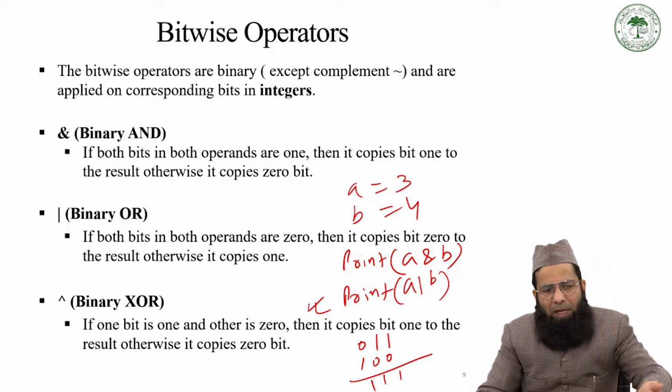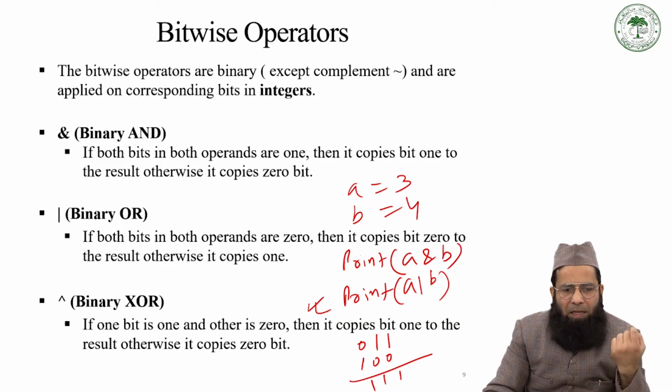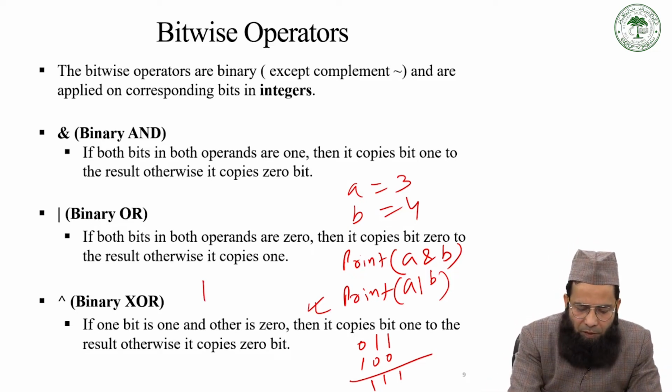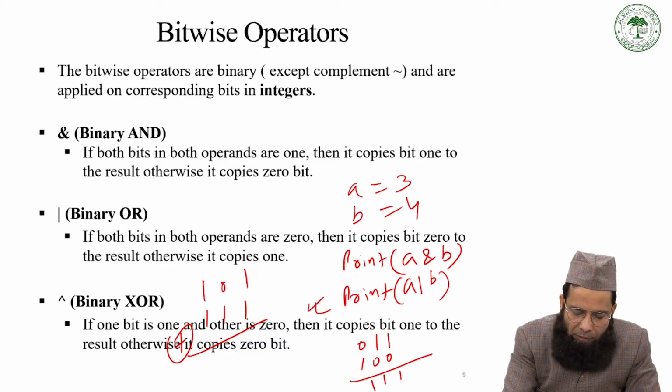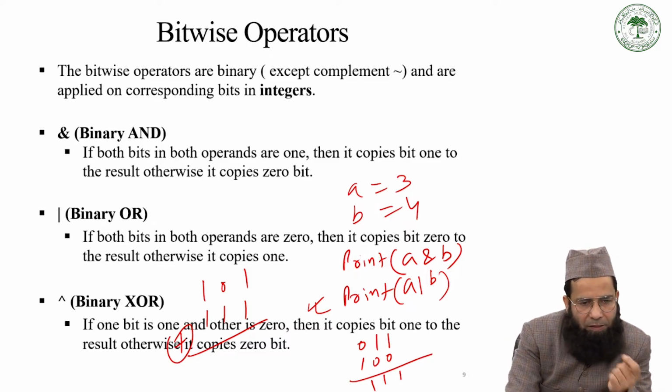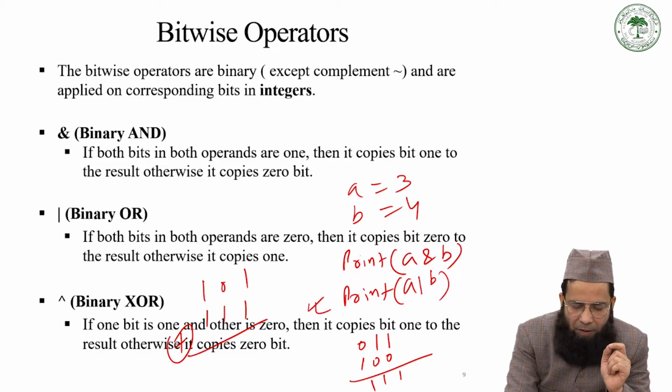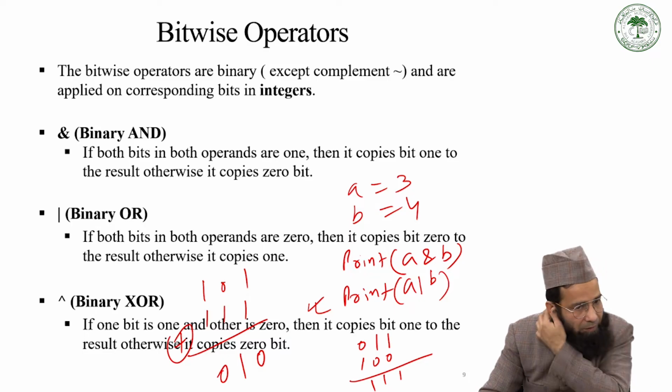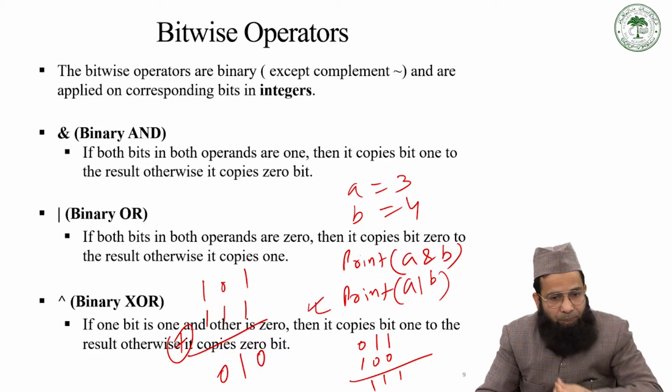Similarly, for the XOR operation, if one bit is 1 and the other is 0, then it copies bit 1 to the result, otherwise it copies bit 0. So if it is 1 0 1 and 1 1 1, and you are performing XOR, then what would happen? If one bit is 0 and the other bit is 1, then only 1 would come. In this case, 0 1 0. So this is the binary XOR.